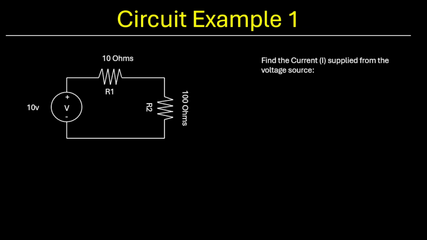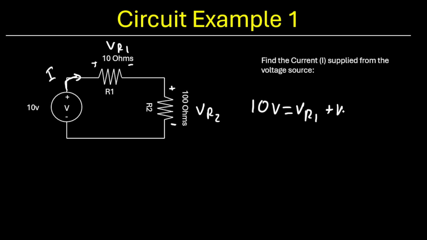Now, let's move into some actual examples here. So, circuit example 1. Find the current I supplied from the voltage source. So, again, we've got current flowing out of the positive node of this voltage source. Using KVL, I'm going to denote this as VR1, this as VR2. We know that 10 volts has to equal VR1 plus VR2, right? Similar to the first example we looked at today.